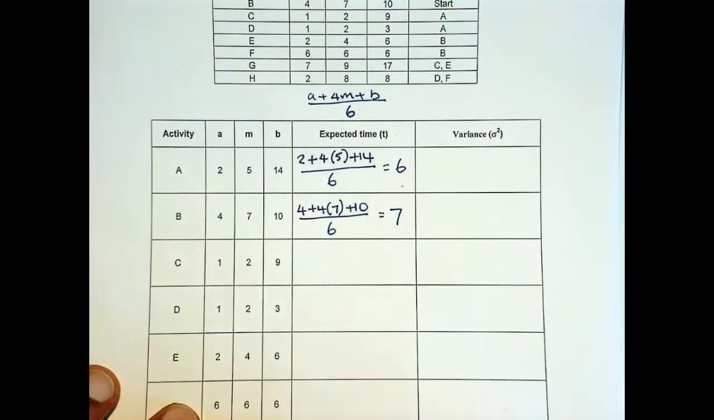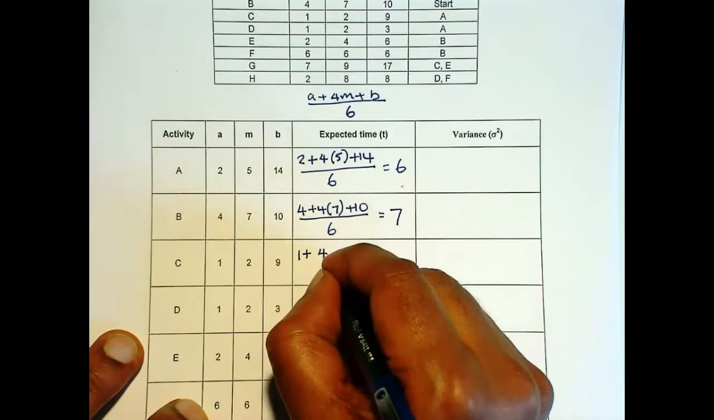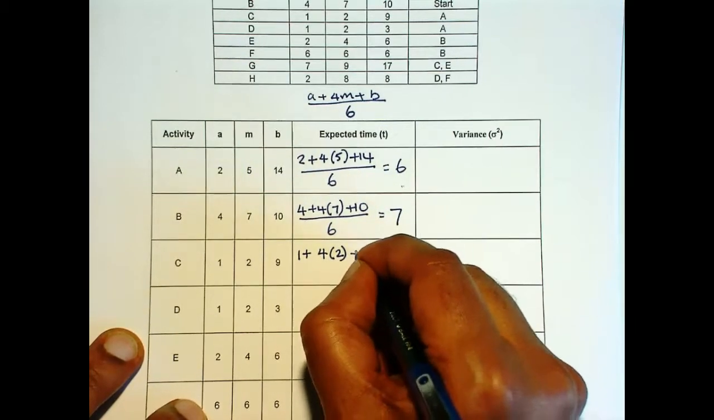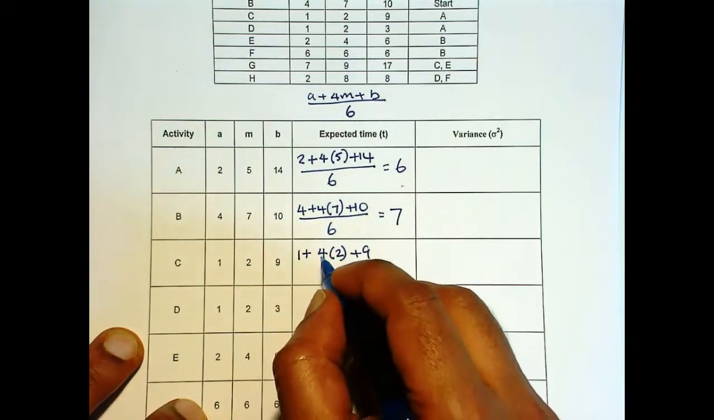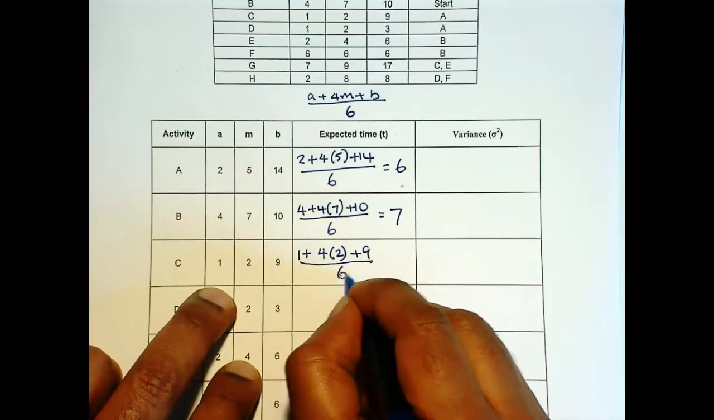(1 plus 4 times 2 plus 9) over 6 is equal to 3.